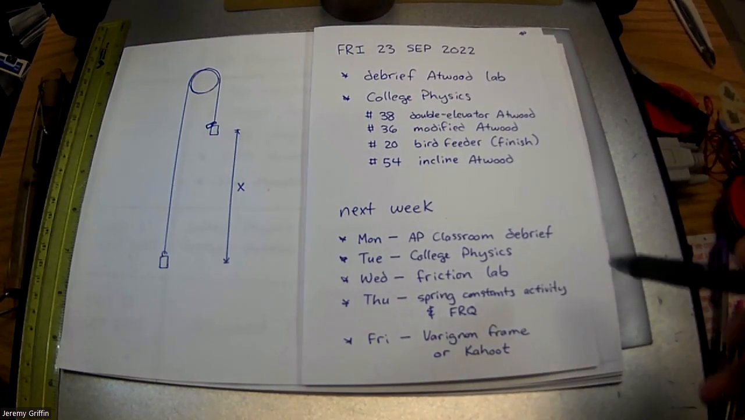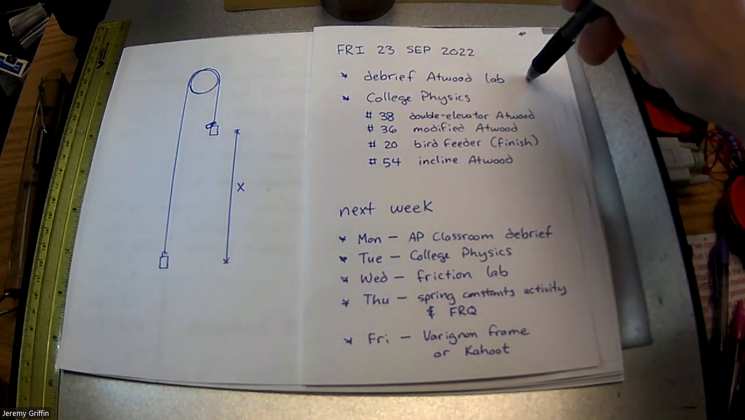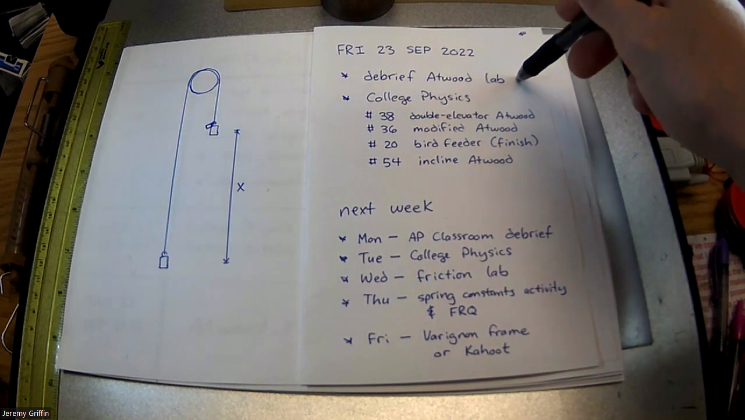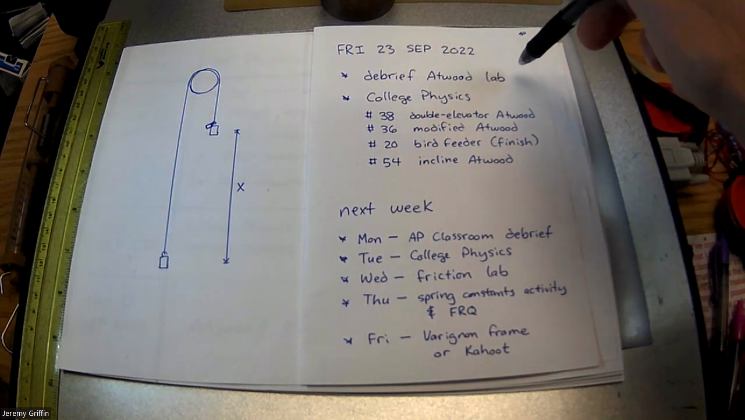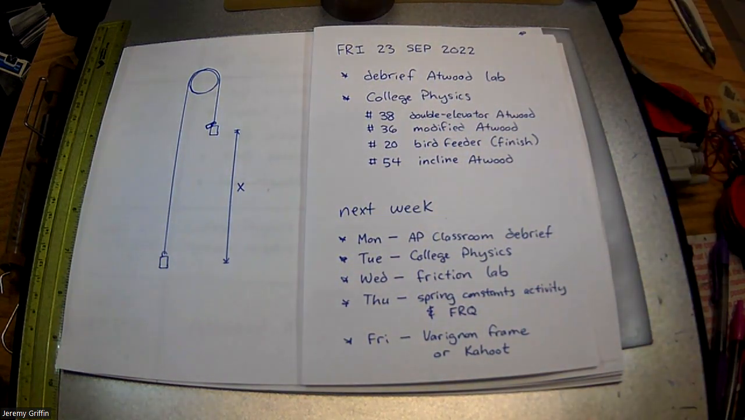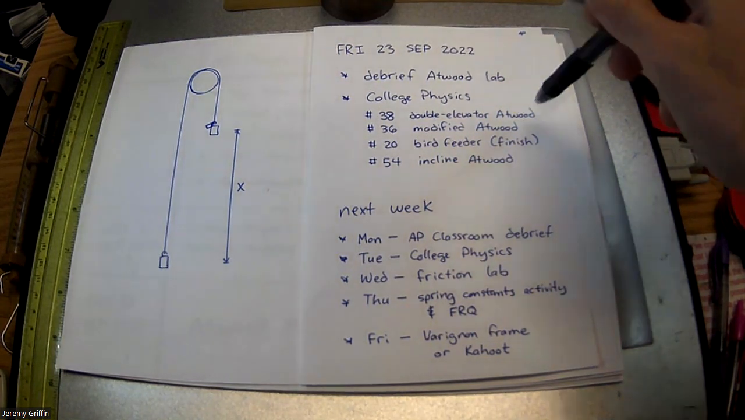Recording is rolling. It is Friday, September 23rd. You guys remember yesterday you did the Atwood lab, and then a couple days before that, we were looking at free-body diagrams. So I'm going to pick up from there, debrief the lab with you guys, show you guys the solutions, and then you guys are going to see how close your formula was to the textbook answer.